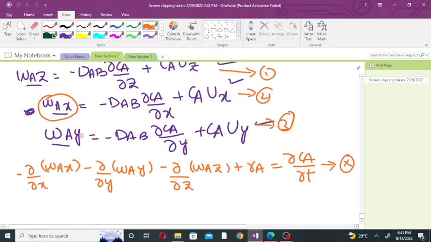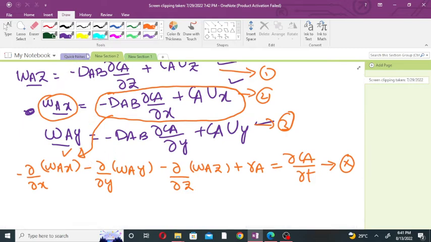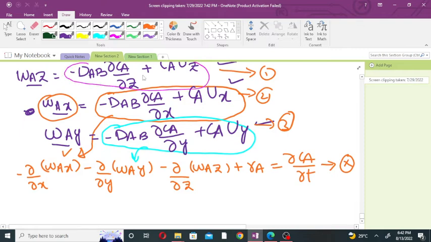In place of WAx we will put this whole equation. In place of WAy we will put this equation, and in place of WAz we will put this equation, and we will simplify it further.